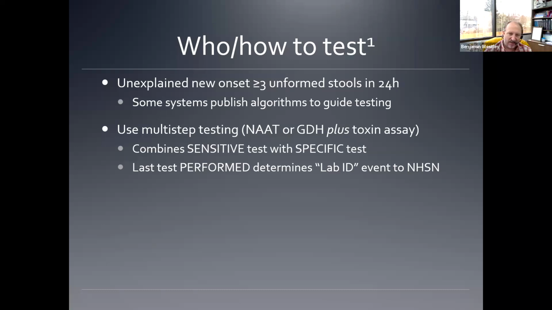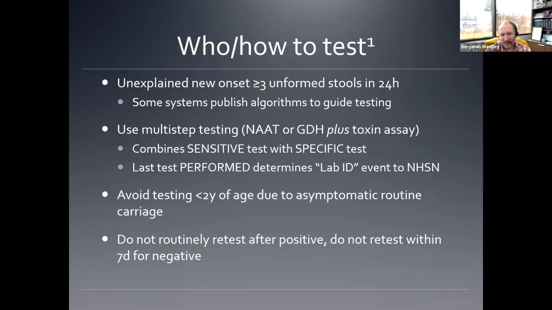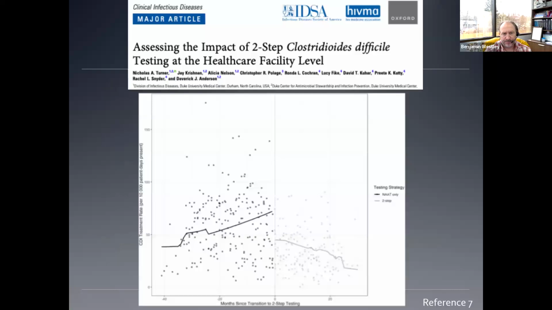And then the last test that is performed in the laboratory, even if it's on the same exact stool sample, the last test that's actually run and documented in the chart actually determines what's reported to the National Healthcare Safety Network as a case. So this has actually, to a degree, driven why this testing happens this way. The guidelines are clear that in children under 2, there is substantial asymptomatic carriage, and testing should be avoided in that group, which rarely gets sick from this, and not to retest after a positive or retest within 7 days.